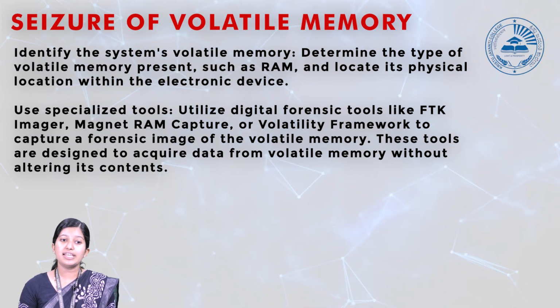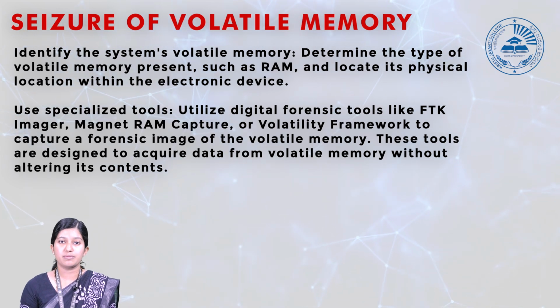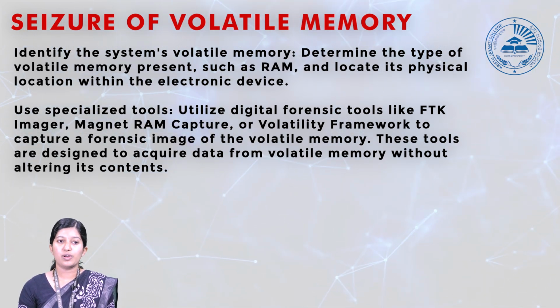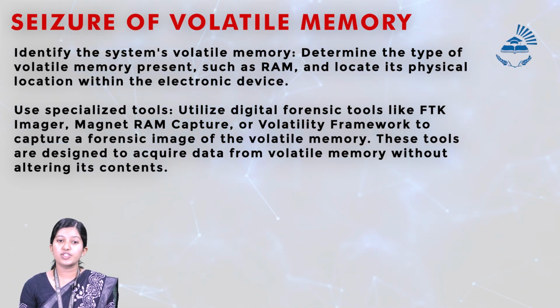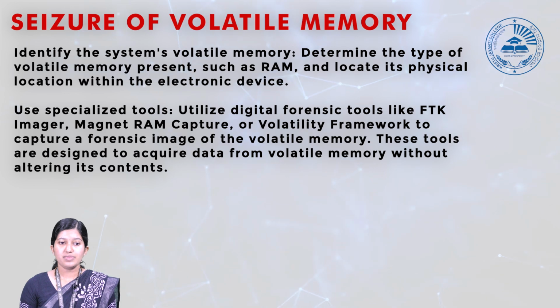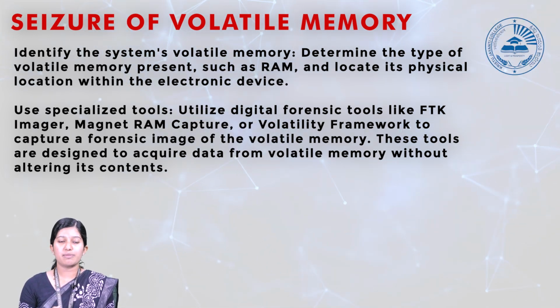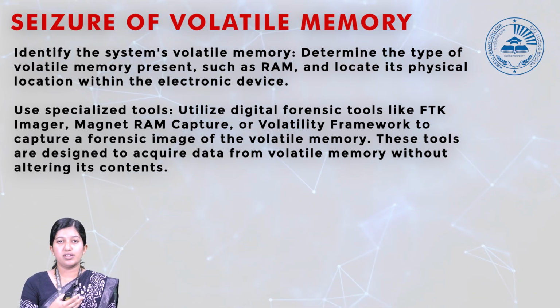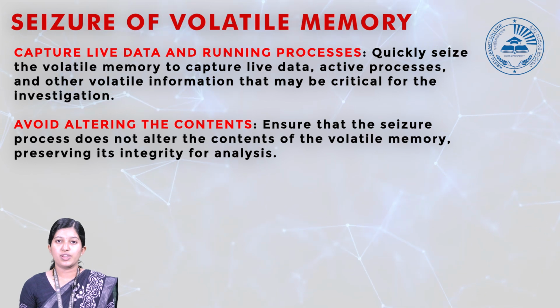And if it is a RAM, physically you have to locate where inside your electronic device your RAM is situated. So you have to locate it in the system. Then you can seize it. Then you can use some specialized tools to seize it. A few tools are FTK Imager, Magnet RAM Capturer or Volatility framework. There are many software tools which can be used to capture all the RAM memory, all your volatile memories. Then you can do a proper capturing of your memory using any of the tools which you are comfortable with.